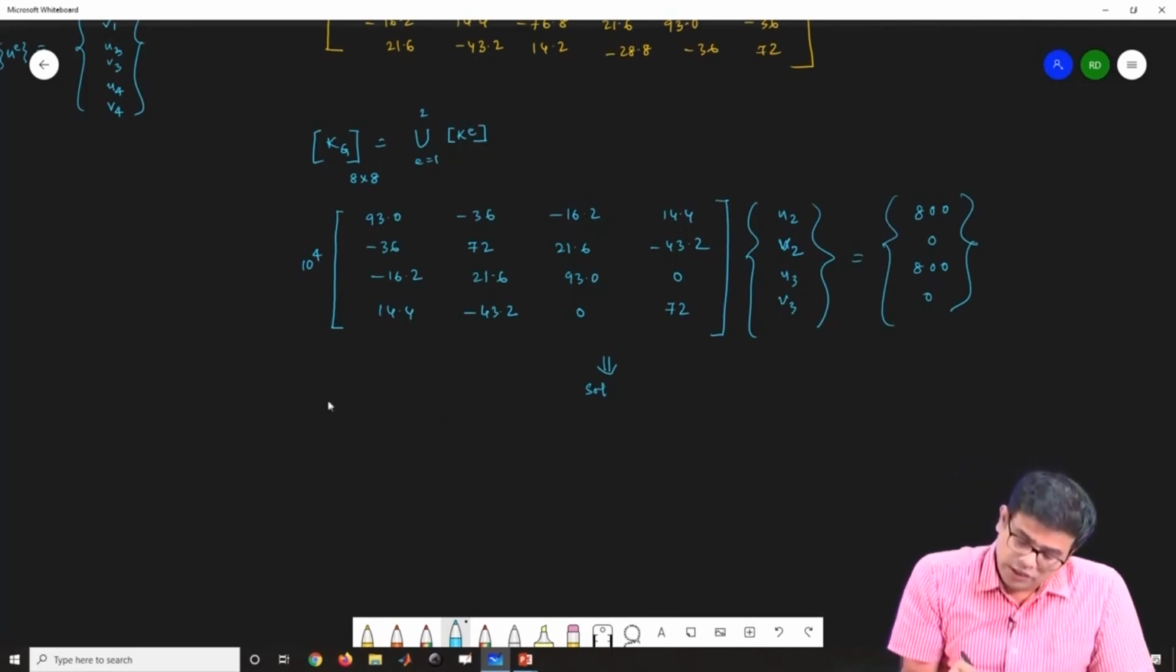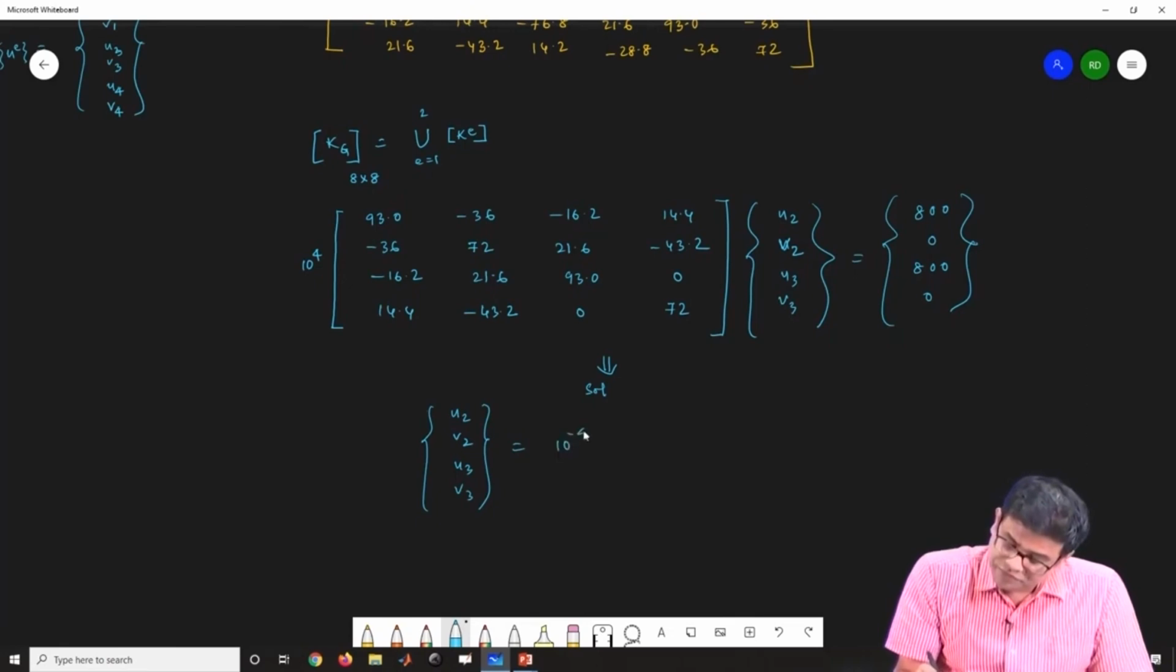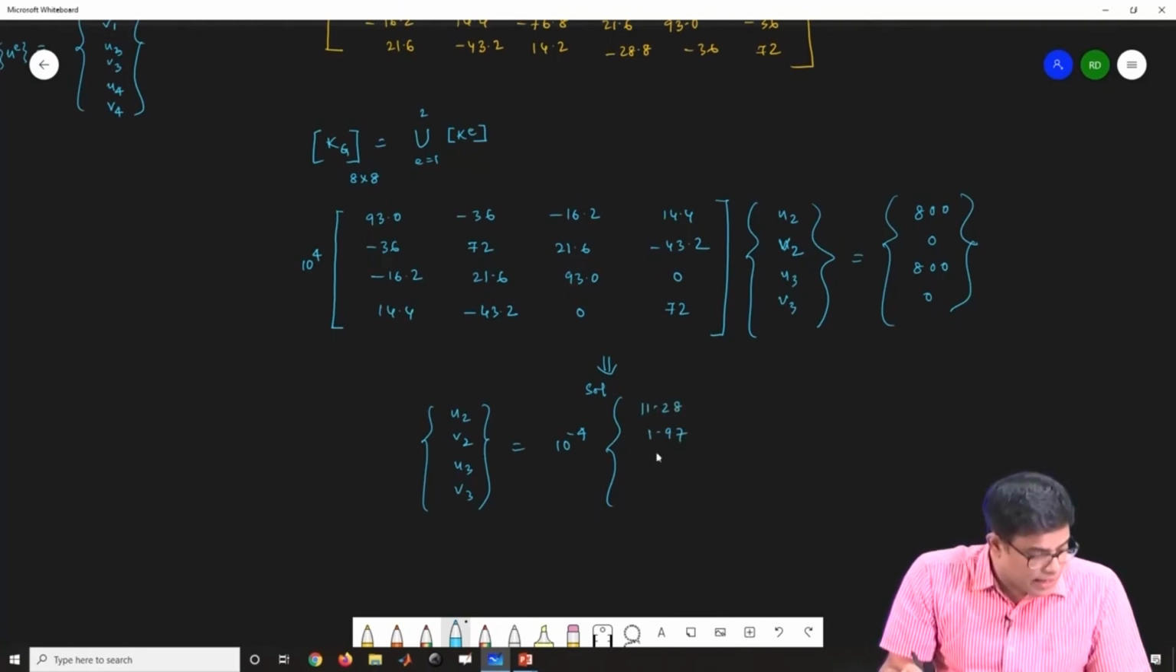Now if I do that, then what I will get is something like this, that is U2, V2, U3, V3. If you look carefully, this solution is 11.28, then 1.97, and then 10.10, and then minus 1.09.